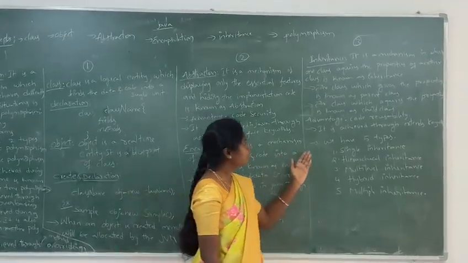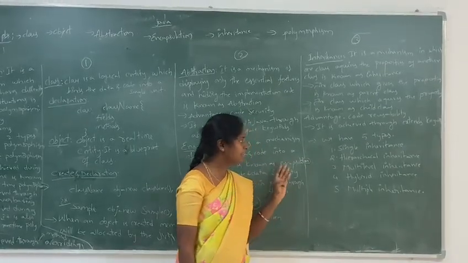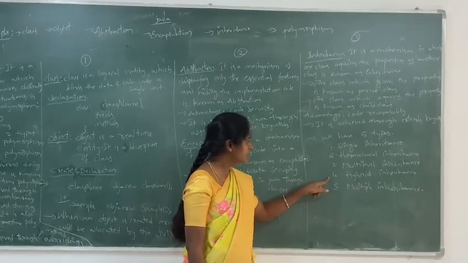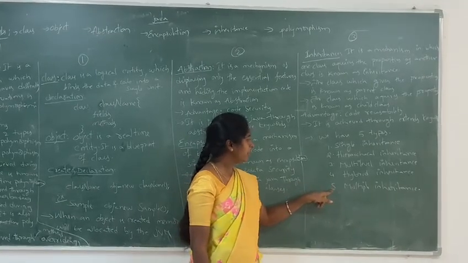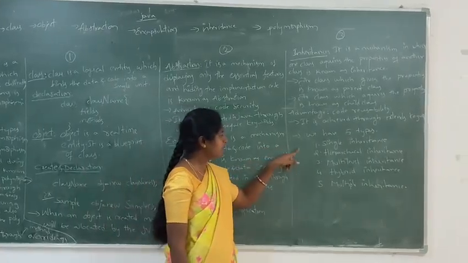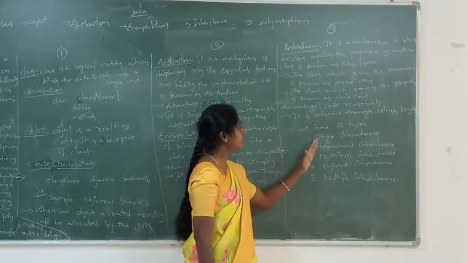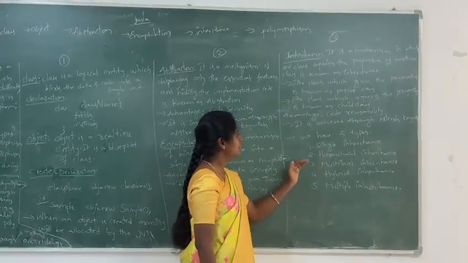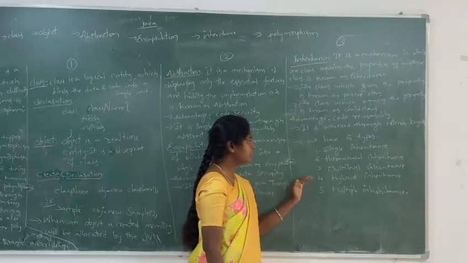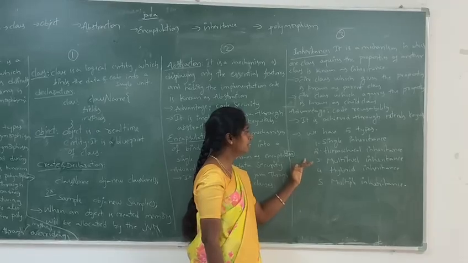In that we have 5 types: single inheritance, hierarchical inheritance, multi-level inheritance, hybrid inheritance, and finally multiple inheritance. Single inheritance means one parent and one child relationship. Hierarchical inheritance means one parent class having multiple child classes.